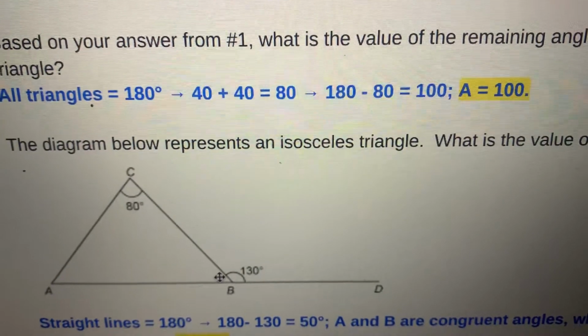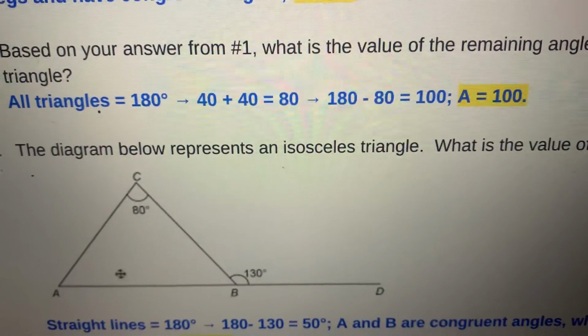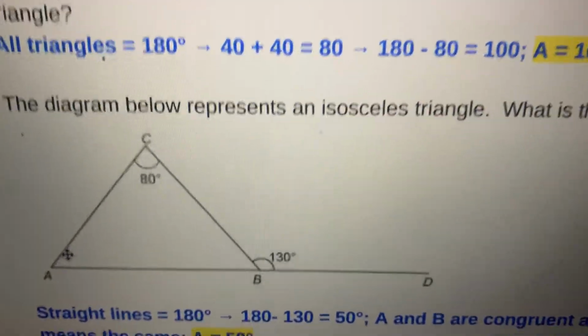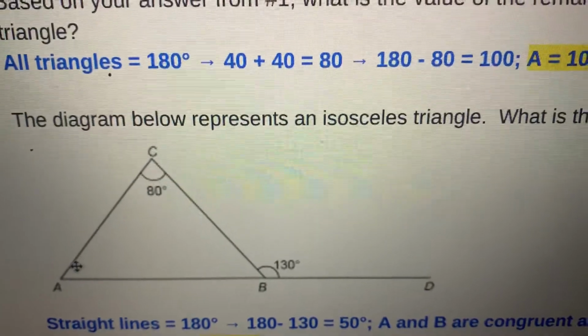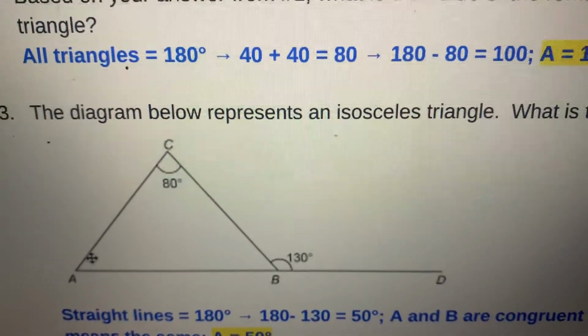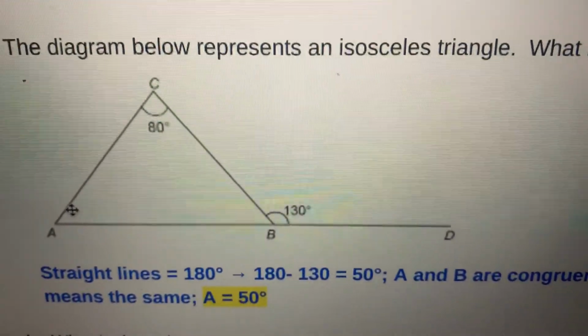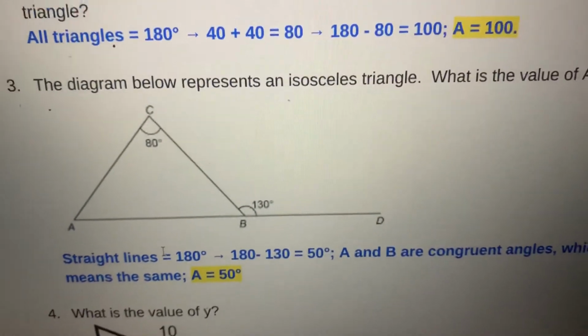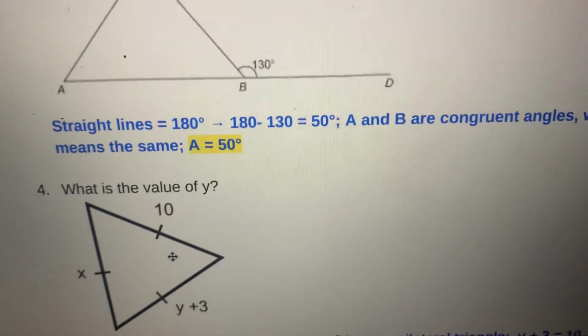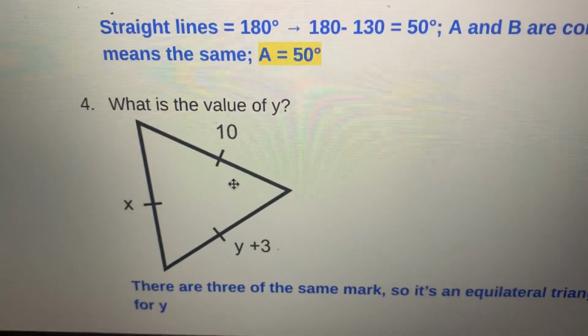And we're asking for A. Well, because those are the same, A is also going to equal 50. That makes sense too, because if it was 50 plus 50, that would be 100. 100 plus 80 would equal 180. So we know that A is going to be equal to 50 degrees. Okay, you just have to kind of do a couple steps for some of these problems.